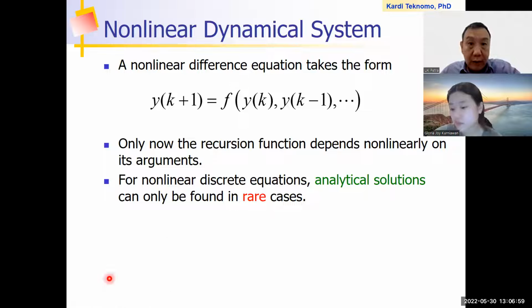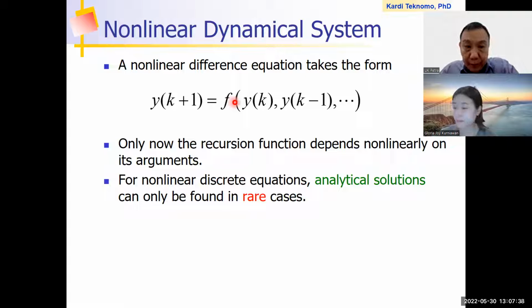So how do we model a nonlinear dynamical system? With a difference equation, again the same. The model is just like this: y(k+1) equals a function of y(k), y(k-1), and so on. In terms of the function, there is no difference between linear and nonlinear. It's just a function. But now you see this function itself is nonlinear.